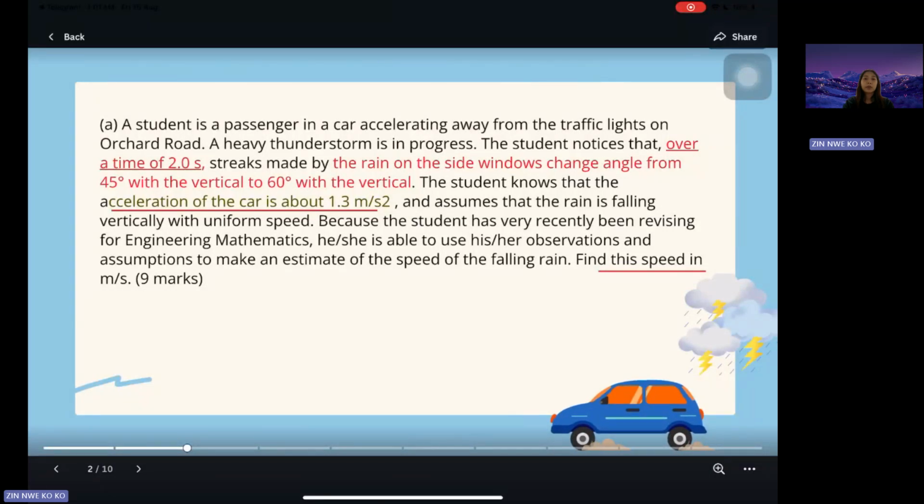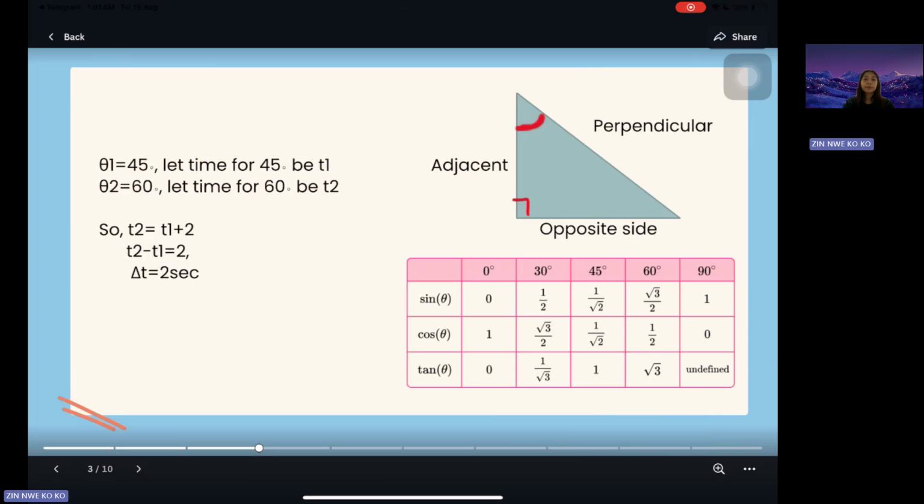The problem is about a student sitting in a car that accelerates away from a traffic light during a heavy thunderstorm. The student noticed that the rain streak on the window changed its angle from 45 degrees with the vertical to 60 degrees over a time period of 2 seconds. The car acceleration is given as 1.3 meters per second squared, and we assume the rain is falling vertically at a constant speed. Our task is to estimate the speed of the rain.